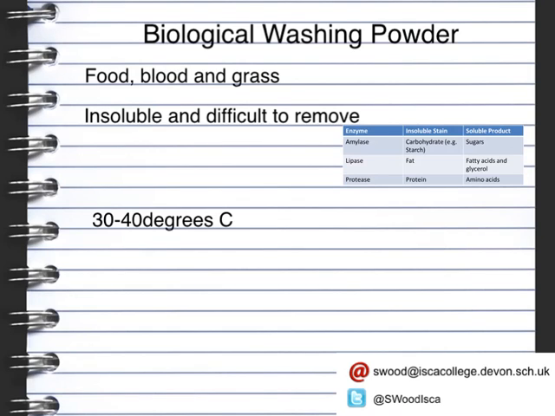Now, in order for enzymes to work, they need to be at a temperature of 30 to 40 degrees C. Anything higher can cause denaturing. Anything lower and you have a slow rate of reaction. The water also needs to have a pH of about 7. If it's too acidic or too alkaline, then the enzymes won't work so well, and that's because the active site changes its shape and can no longer function, so therefore we're not getting the effective breaking down of these insoluble molecules.